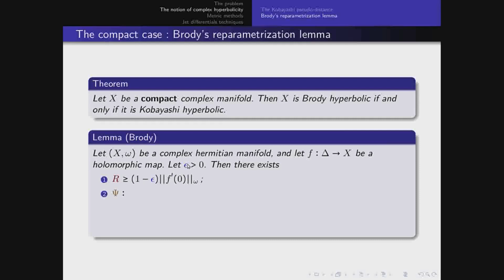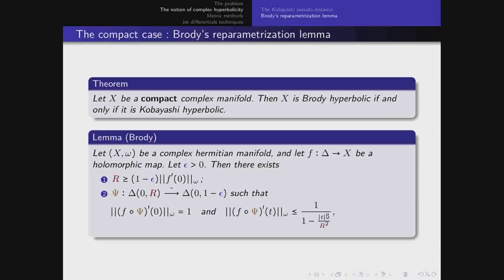And there is a reparametrizing map psi from the disk of radius r to the disk of radius 1 minus epsilon, such that you compose f with psi and it gives you a new map starting from this disk, while the norm of its tangent vector at 0 is just 1. And for any other point, the norm is bounded by the Poincaré metric.